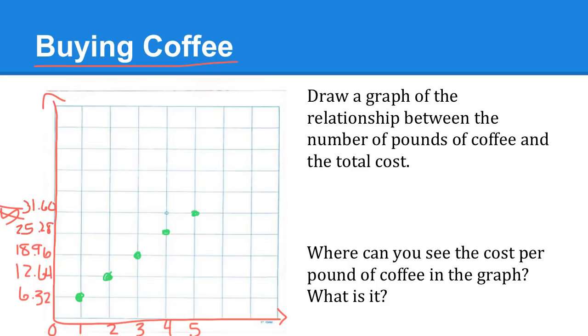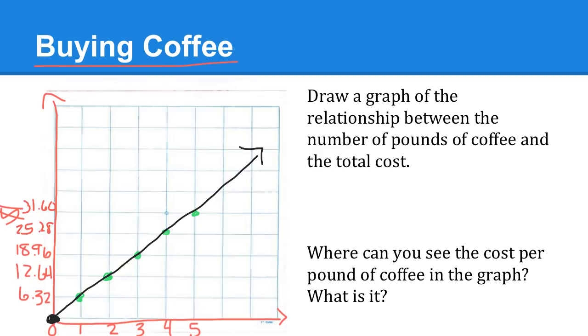If I were to connect my dots, would I have a proportional graph? In other words, do I have a straight line that passes through the origin? And the answer to that is yes. So for example, even though 0, 0 was not part of my table, it would make sense that if I bought 0 pounds of coffee, it would cost $0.